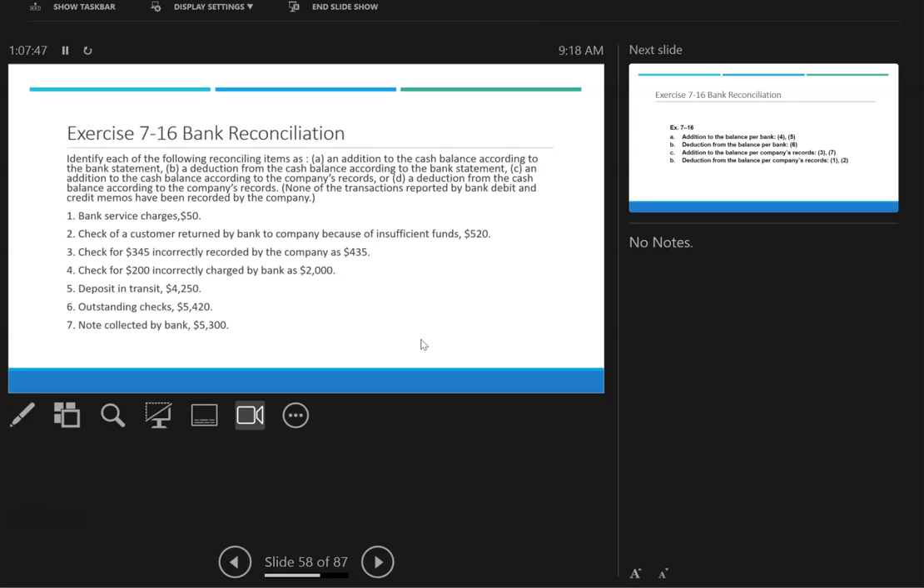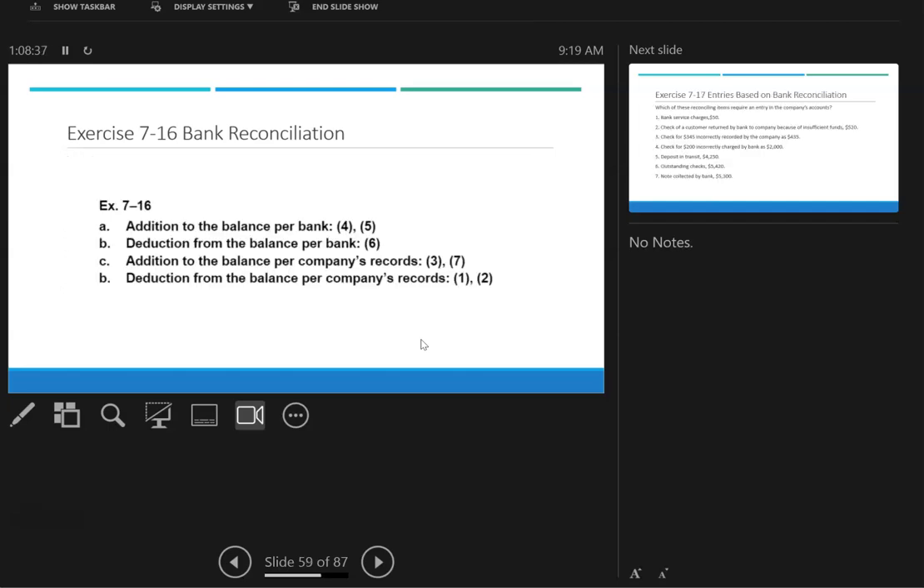Okay. Next one, a deposit in transit of $4,250. What does that mean? The company knows that money's getting deposited, but it hasn't hit the bank yet. So don't we need to show that as an increase on the bank side? Outstanding checks of 5,420. Checks that have been written by the company but that haven't gone through the bank yet. Wouldn't that be right? So it would need to show up on the bank side as checks outstanding. And if a note is collected by the bank, the bank has that information, but we need to update the company's records to show that we have finally received that note outstanding.